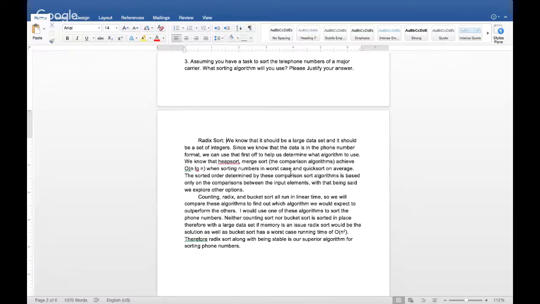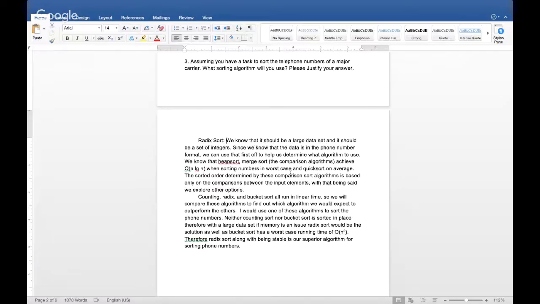So if we think about the data set in general, we have telephone numbers of a major carrier. The first thing that comes to mind, because of major carrier, is that we know it's a large data set, and we also know the format, like we know what phone numbers look like and so forth. So we use that to help us determine what algorithm to use.